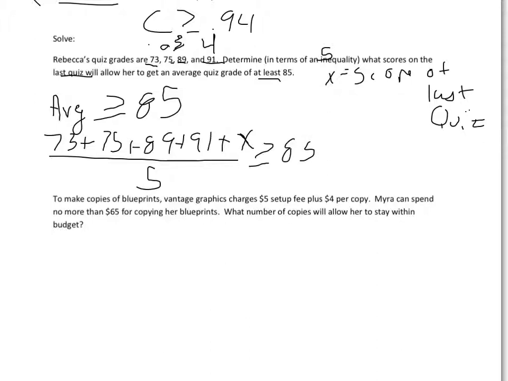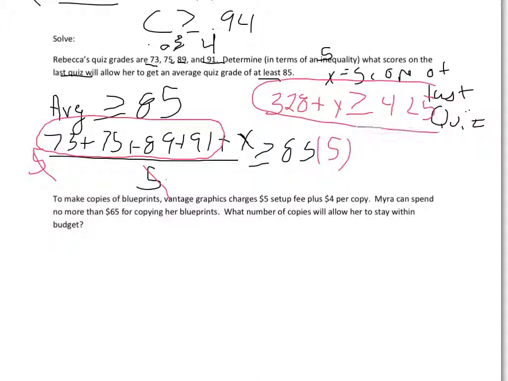A couple things we can do at this point. We can combine the like terms, that is, we can combine all these numbers together. And we also want to get rid of this 5, so we can multiply both sides by 5 to undo the division. If I multiply by 5 here, I have to multiply by 5 on this side. So this 5 cancels with that. When I add these together, 73 plus 75 plus 89 plus 91 is 328. So this gives us 328 plus x has to be greater than or equal to 85 times 5, that equals 425.